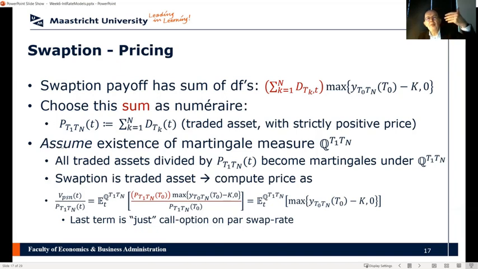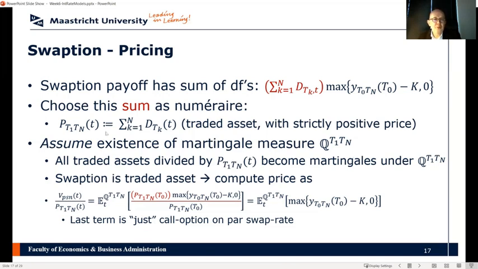Now I'm going to assume that this interest rate economy is arbitrage free. That means there exists at least one martingale measure. I will now use the notation Q with the superscript T1 Tn. The double superscript T1 Tn corresponds to the start and the end dates of this summation of all these discount factors. If I use this measure Q T1 Tn, then all traded assets divided by this numeraire become martingales.